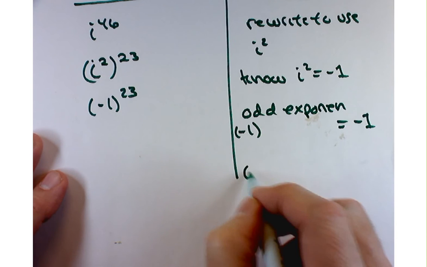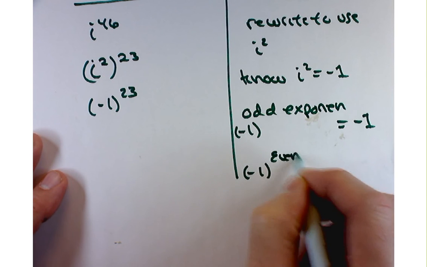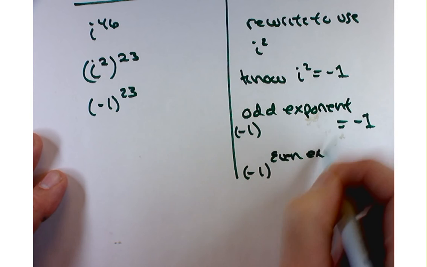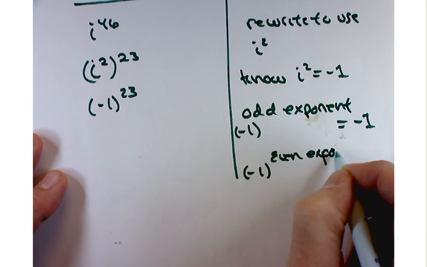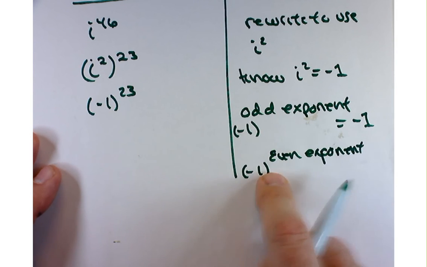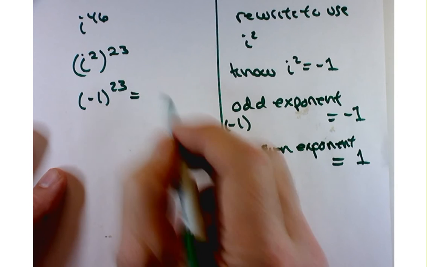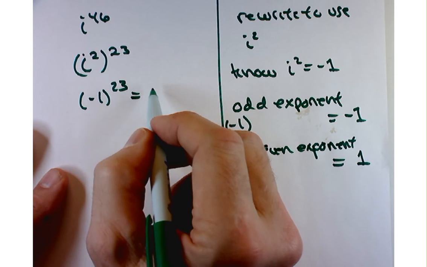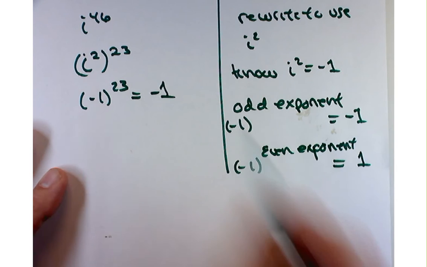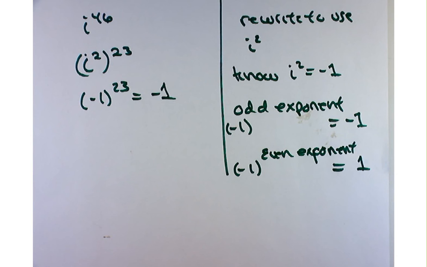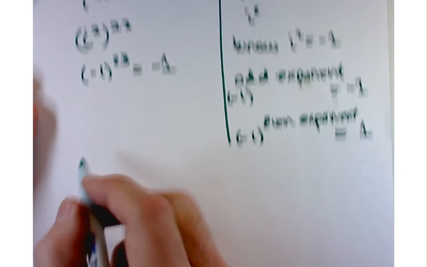If you have negative 1 to an even exponent, what's negative 1 to an even exponent going to equal? Positive 1. Well, is this going to be negative 1 or positive 1? Negative. Negative 1. Done. That's it. Now, there's other ways to do this, and I'll give you credit for it. If you know how to do it by dividing by 4 and looking at the remainder, that's fine. That's great. Nothing wrong with that.